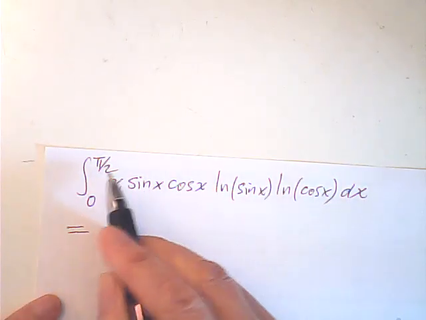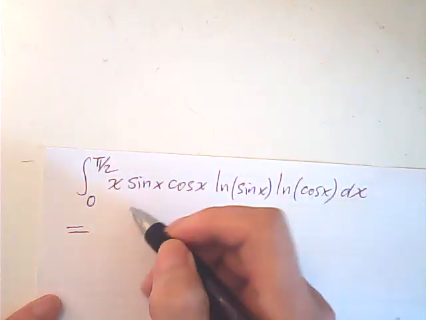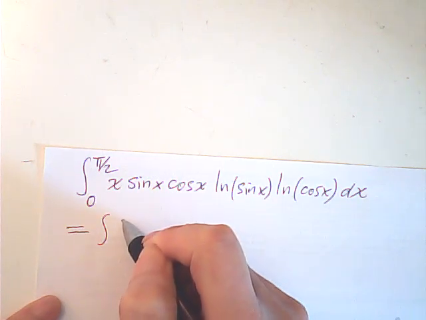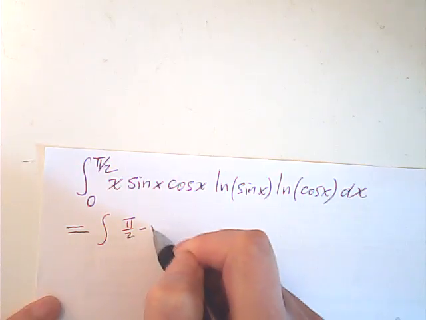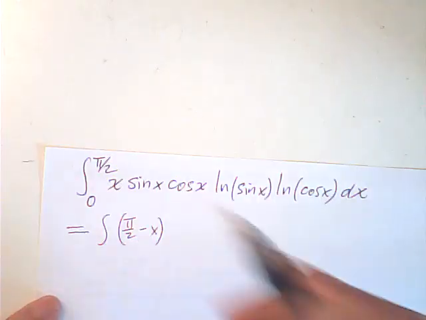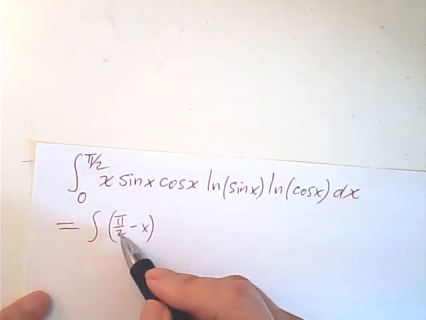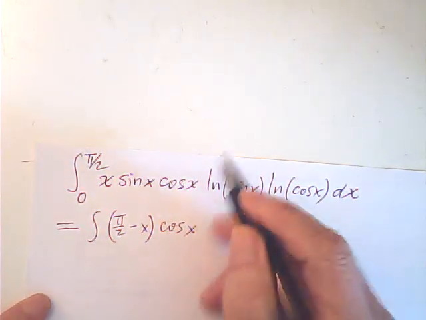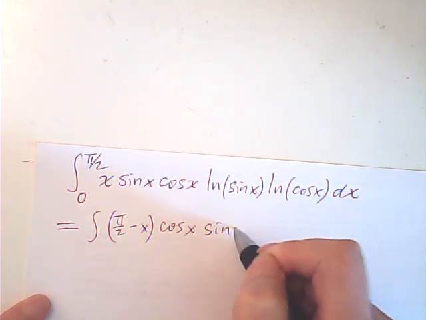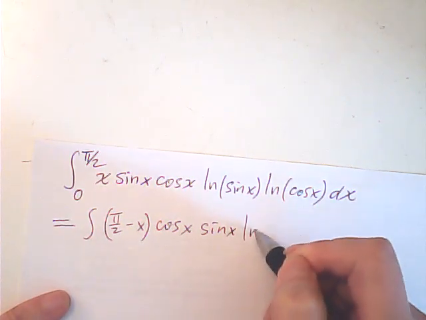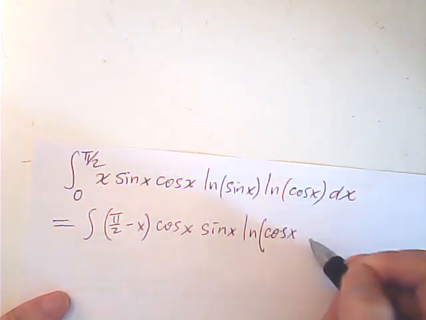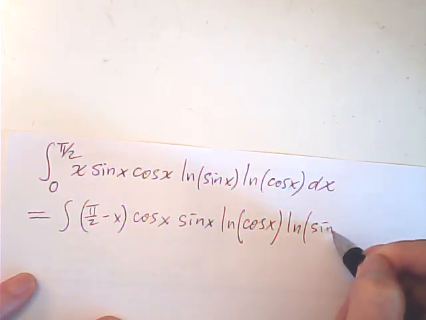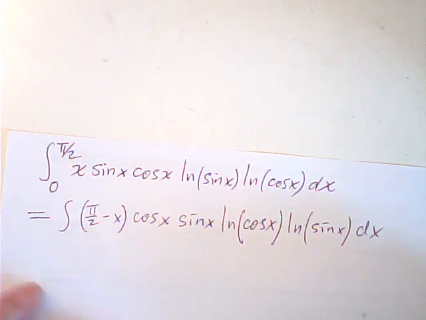well, this plus this is half pi. So this means that we have half pi minus x for this one. Sine of half pi minus x is cosine x. Cosine of half pi minus x is sine. And similarly, this is log cosine and log sine and the dx, right?